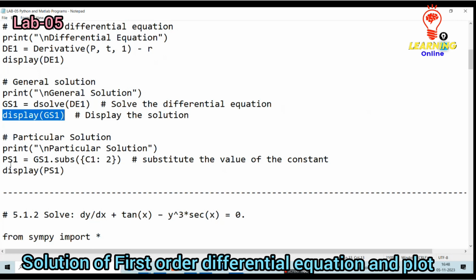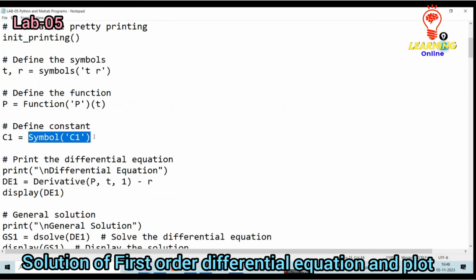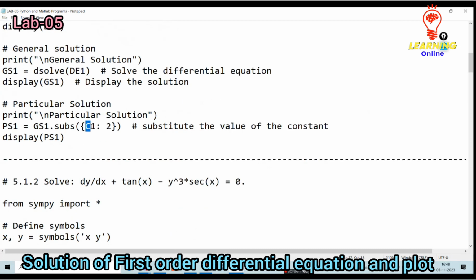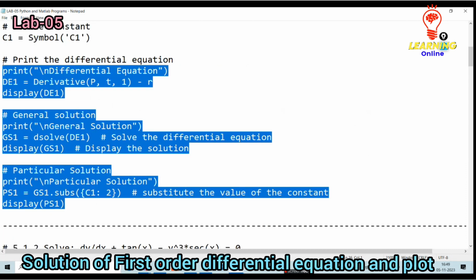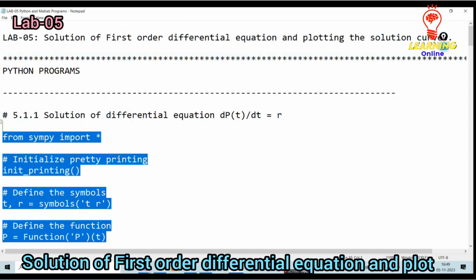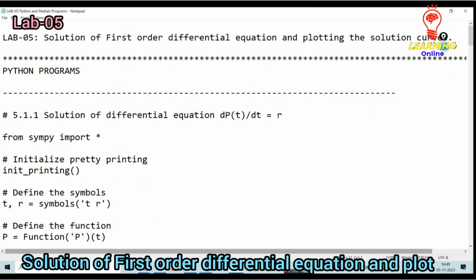Then the particular solution. I need to substitute in GS1 a value for the symbol C1, so I take C1 corresponding to 2. If you substitute it, the particular expression PS1 will be present. Then I need to take this code and type it in any Python platform.